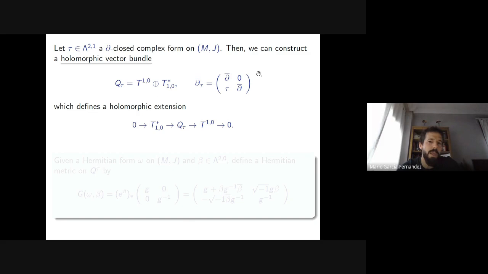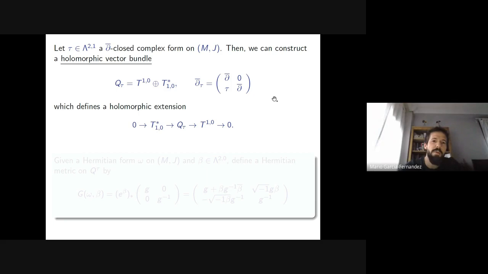So these are just the D-bar operators on the holomorphic tangent and cotangent, and then I twist the structure by this 2-1 form. I regard this 2-1 form as a 0-1 form with values in homomorphisms from the tangent to the cotangent bundle. And this defines a holomorphic extension. The fact that this operator squares to zero, so the fact that this is integrable, is precisely the condition that the 2-1 form is D-bar closed.